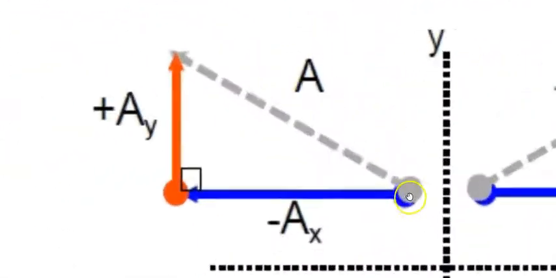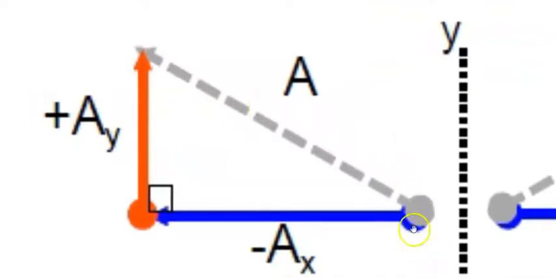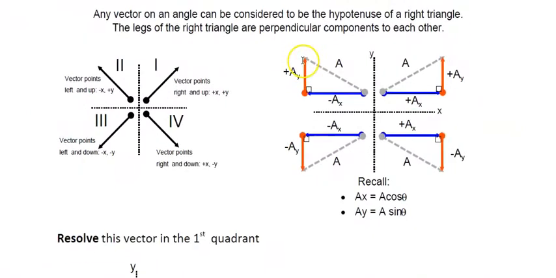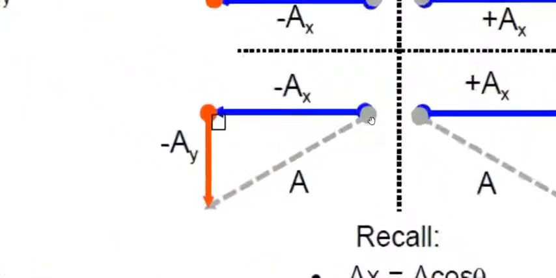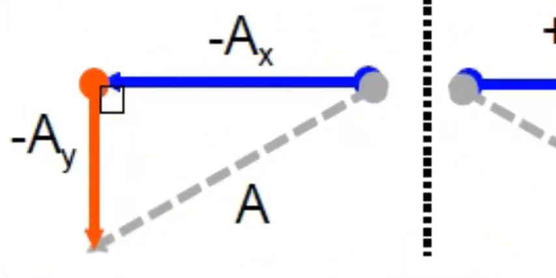In the second quadrant, we have vector A pointing to the left and up. The blue vector is negative AX on the x-axis. The orange vector is positive AY on the y-axis. This dashed line, again, is the shadow of the original vector A, which has been resolved into its two perpendicular components.